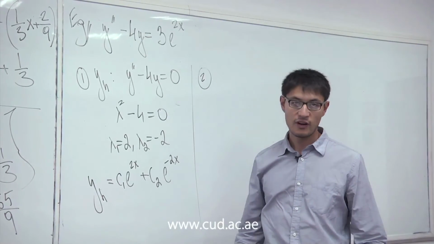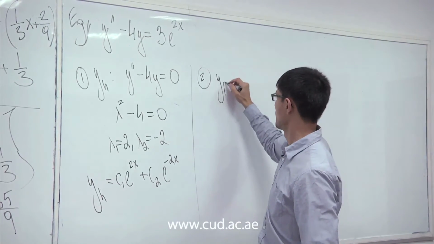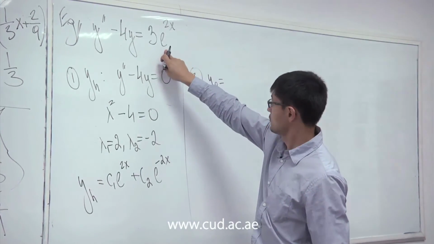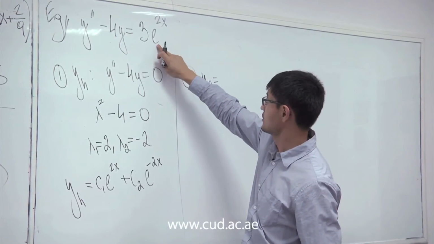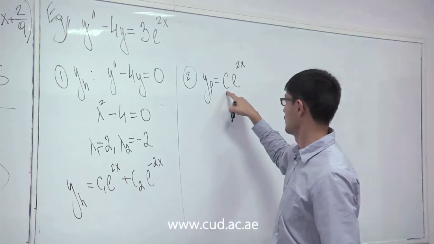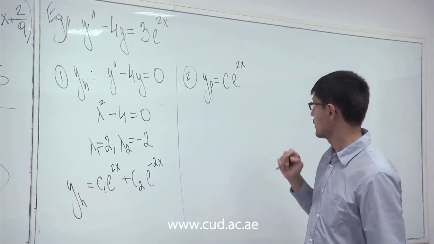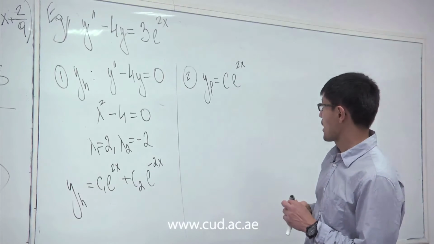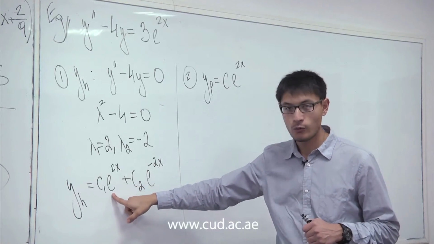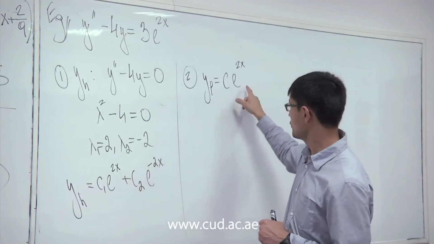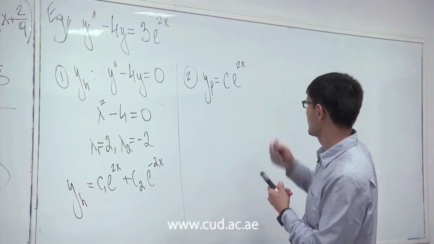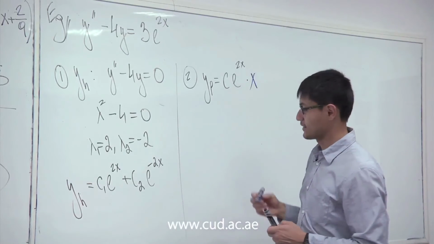Then the second step is to find a particular solution. The particular solution has to be the same form as r of x. So here r of x is e to the 2x. So yp is also going to be e to the 2x with a constant. But now notice something strange happens. E to the 2x is already contained in the homogeneous solution. So we can't use it. What we have to do in this case is multiply yp by x.